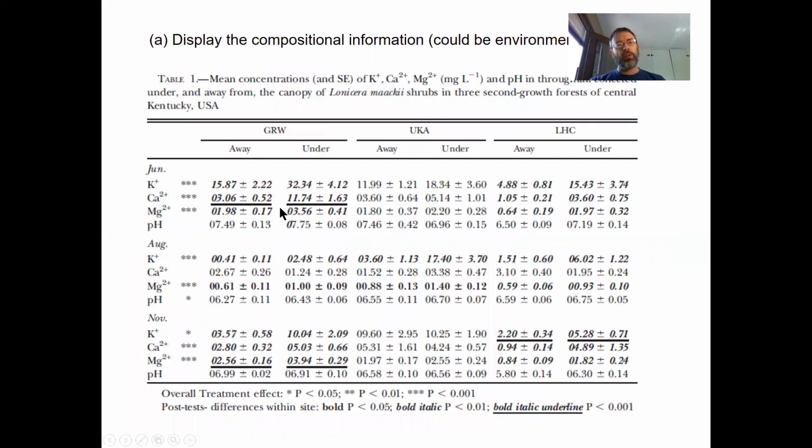Okay. You might want to have a summary of some environmental variables like magnesium and pH and potassium, which we have in this table. So you might want to also summarize the environmental variables that you've collected, pH or what have you.